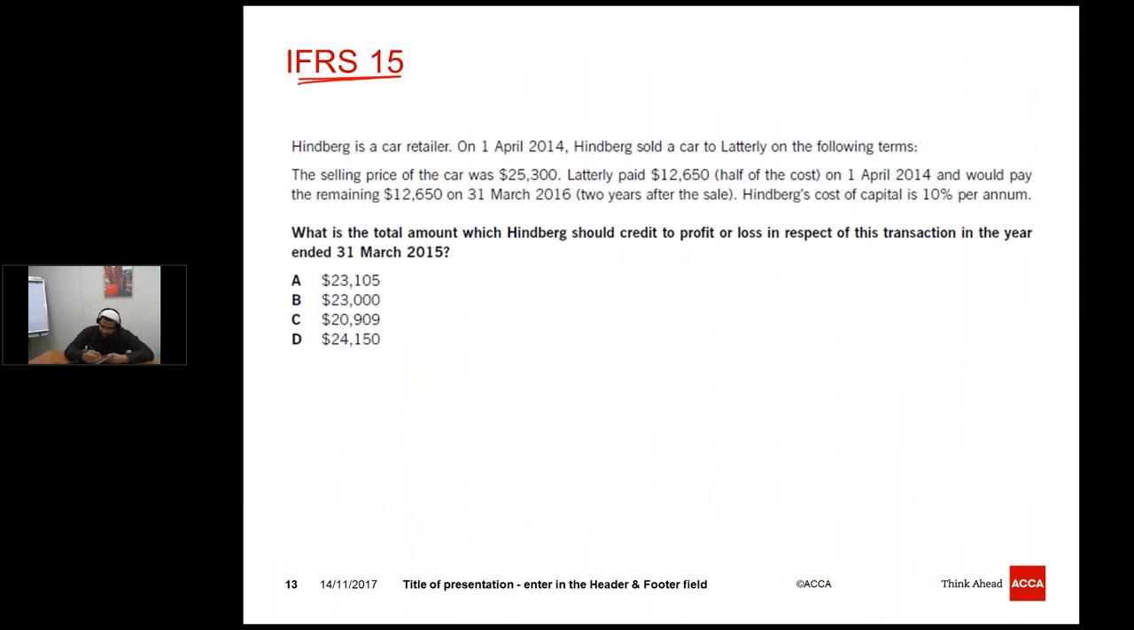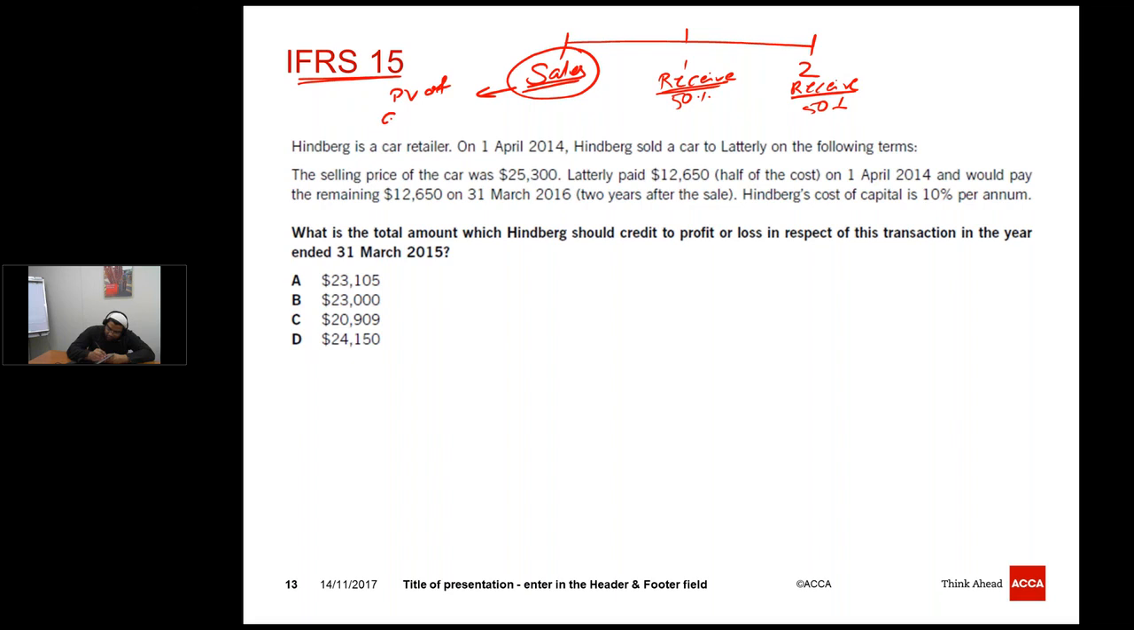So try this on your own, and remember one thing: if I have sold goods today and I'm going to receive the amount 2 years down the line, or I'm going to receive 50% of the amount in year 1 and 50% in year 2, what amount of revenue should be recorded? The sales should be recorded at the present value of all cash flows.